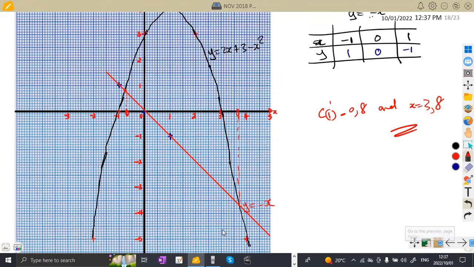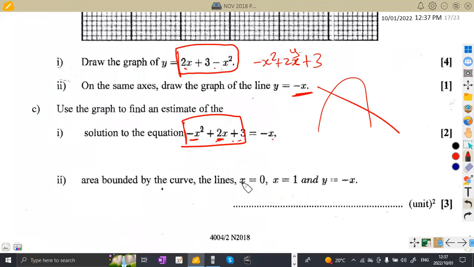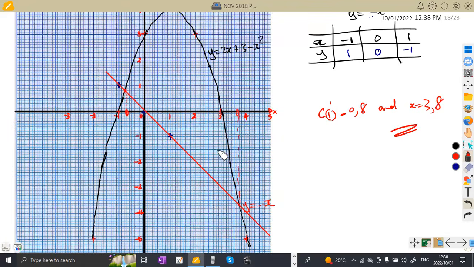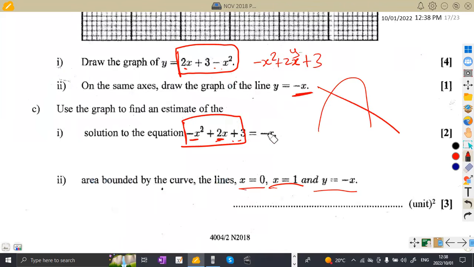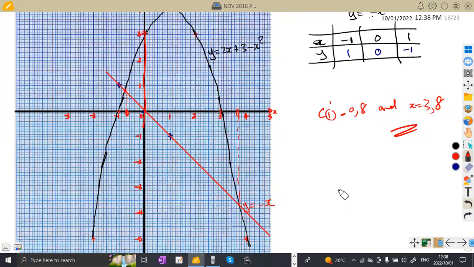And lastly, we are now given the area bounded by the curve, the lines x is equal to 0, x is equal to 1, and y is equal to minus x. So it's bounded by the curve. This is our curve. x is equal to 0 is the y-axis. And the line x is equal to 1. So we've got x is equal to 1 and y is equal to minus x. I want you to see what is going to happen.